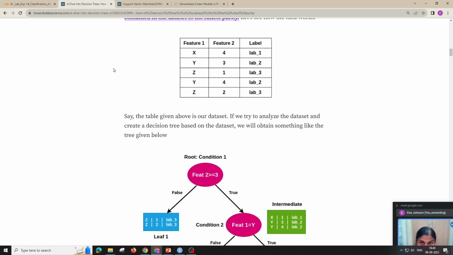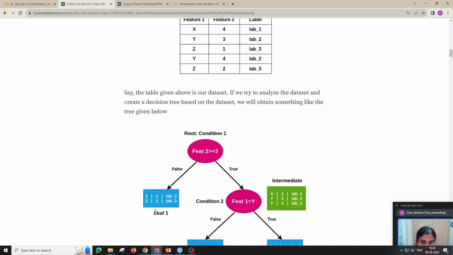So the feature 1 for that is Z, and the values of feature 2 are 1 and 2, it will be classified as lab 3. Then you can look at the next condition. So one particular thing is eliminated, lab 3 is eliminated there. Now we are left with lab 1 as well as lab 2 classes. So the first condition is true for both these classes.